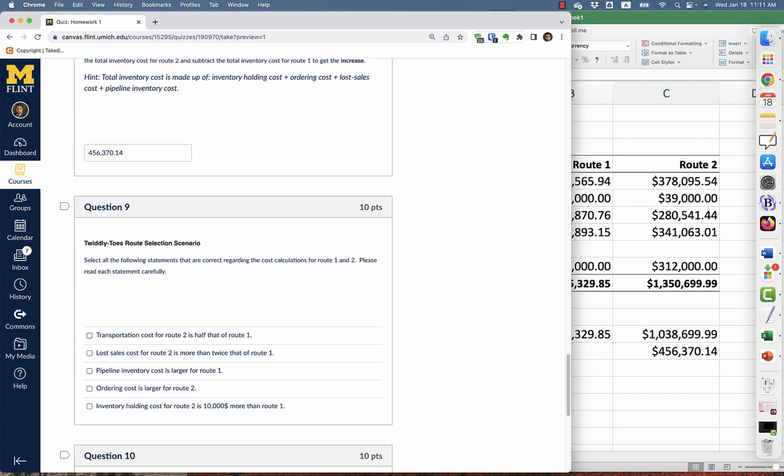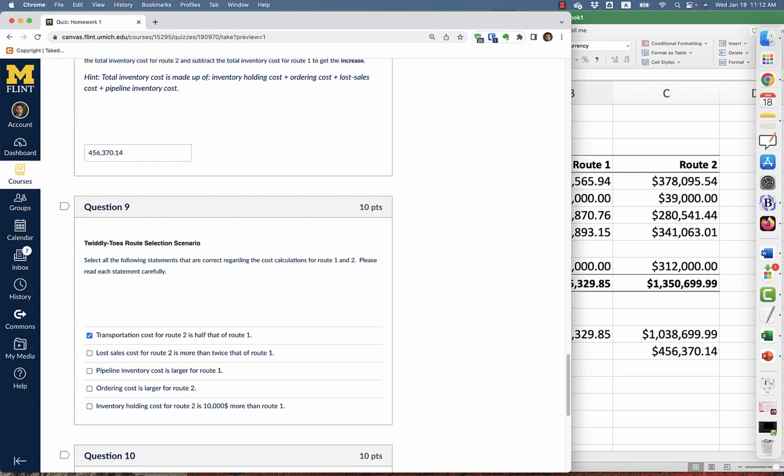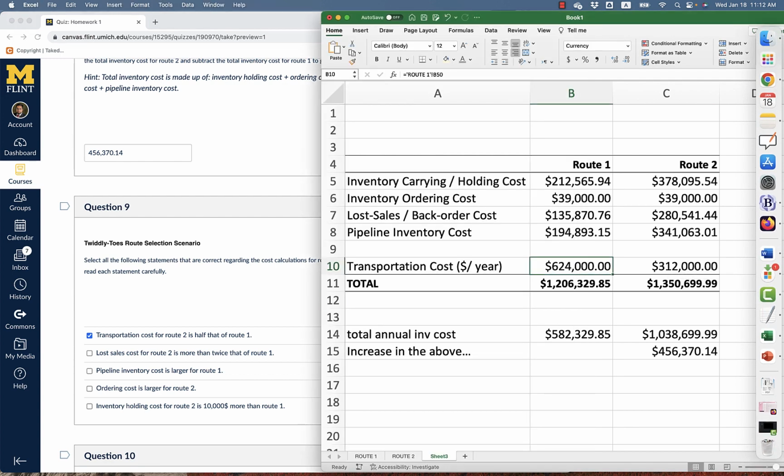Transportation cost for route 2 is half that of route 1. That is correct. If you look at transportation cost, route 2 is half of route 1. These may be in a different order for you, so just read the statement and check your numbers here. Lost sales cost for route 2 is more than twice that of route 1. So lost sales cost of route 2, it is more than twice, because if this was 140, this would be about twice. This is less than 140. So 135 times 2 point something, more than 2, gives you 280. So if you divide by 2, it's more than a factor of 2 bigger.